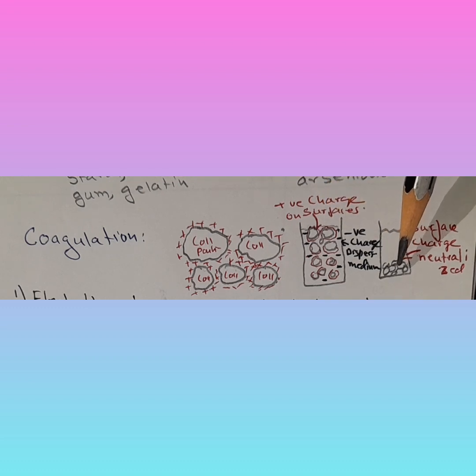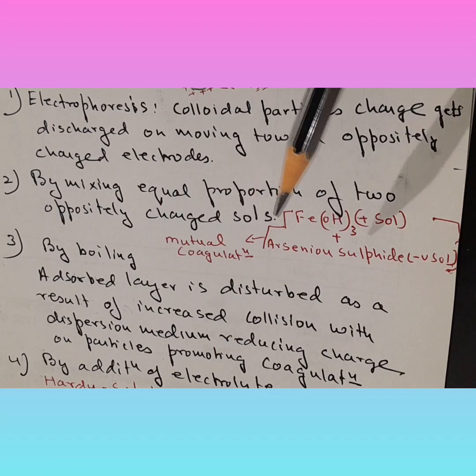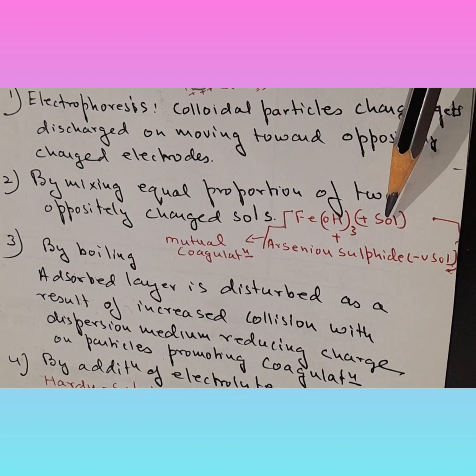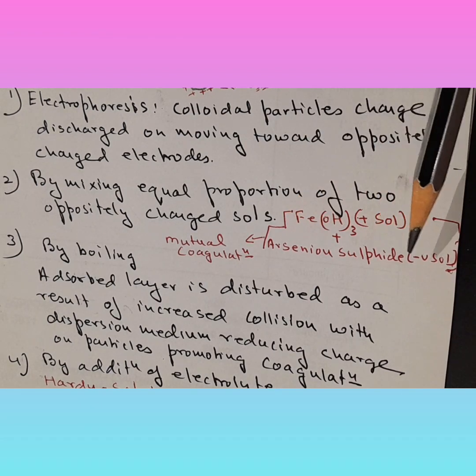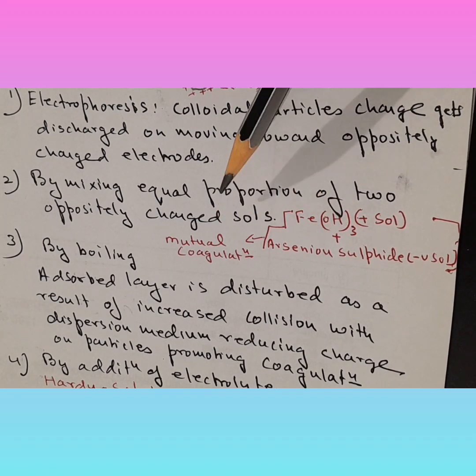Alright, let's understand the means by which we can carry out the process of coagulation. Electrophoresis is the one which we already saw, where the colloidal particle's charge gets discharged on moving towards the oppositely charged electrode. So it goes there, gets discharged and then it's coagulated. Another is by mixing equal proportions of two oppositely charged salts. Very obvious. Suppose we take Fe(OH)3, ferric hydroxide, which is a positive salt, and mix it with arsenious sulfide, which is a negative salt. They coagulate each other mutually. So this is yet another means.